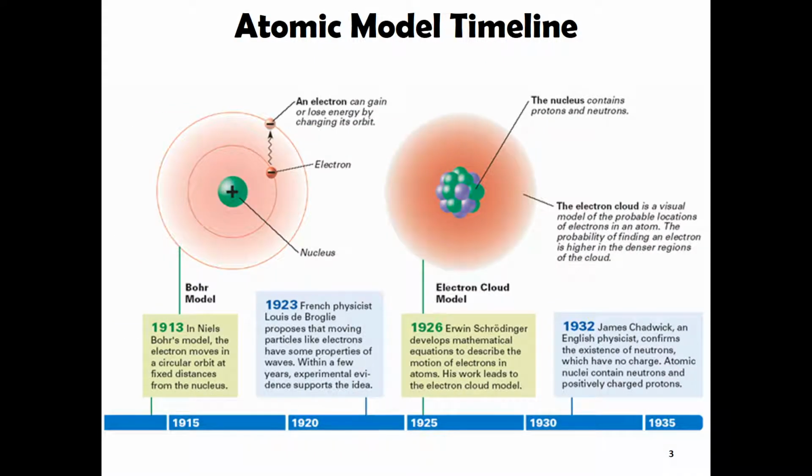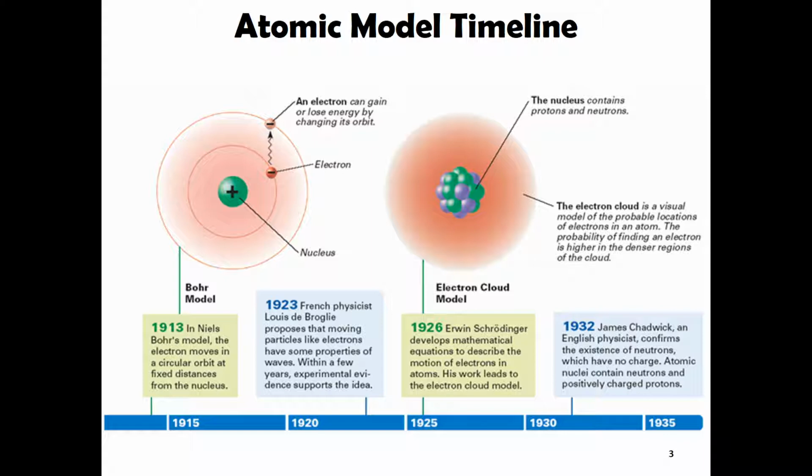We then get to Bohr's model. Bohr's model is where the electron moves around in circular orbits. They're at fixed distances. These orbits correspond to energy levels. An energy level thus corresponded to a certain distance away.